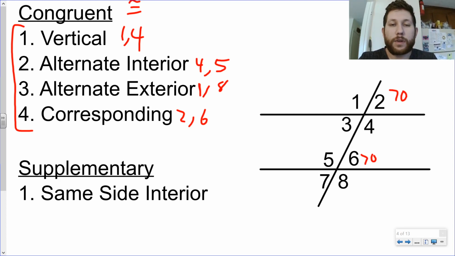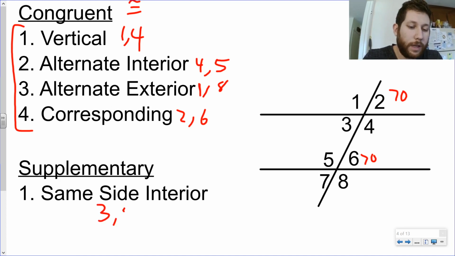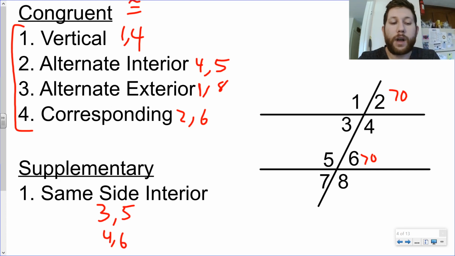Now, there's also an angle pair that we talked about, same side interior, that is not congruent. So same side interior, that'd be like 3 and 5 or 4 and 6. These are not equal, they are supplementary. Remember, supplementary means they add up to equal 180. Now, we're going to use these properties to help us solve for all the angles in parallel lines.